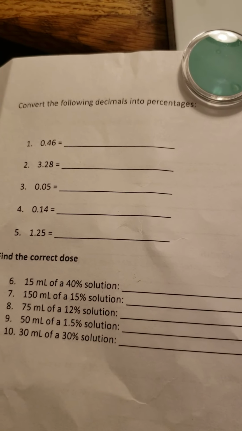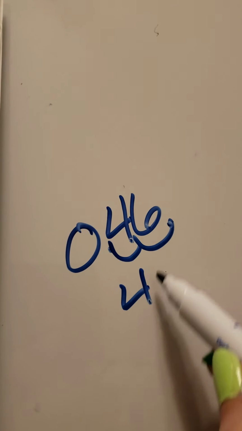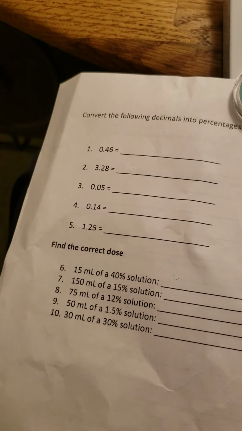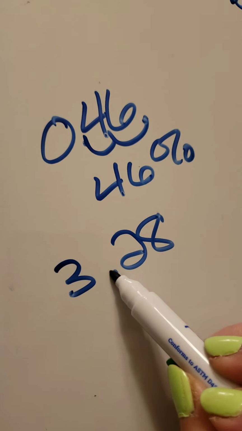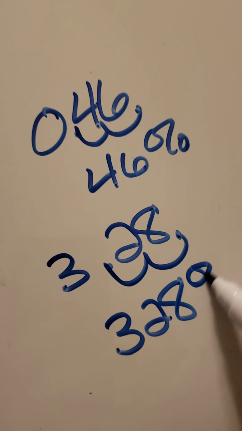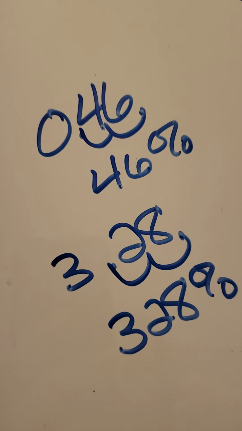Okay. So if I have 0.46, move my decimal 1, 2, 46%. Number 2, I have 3.28. Move my decimal. Perfect.